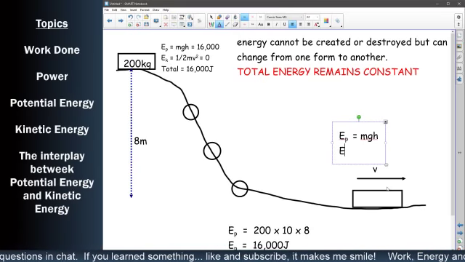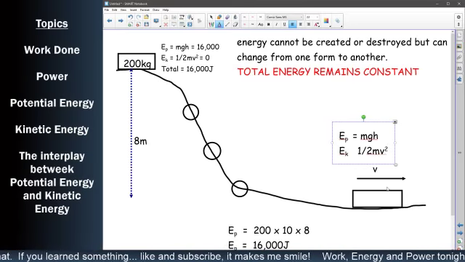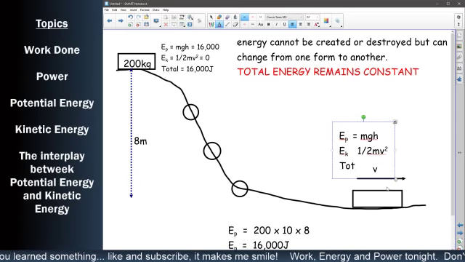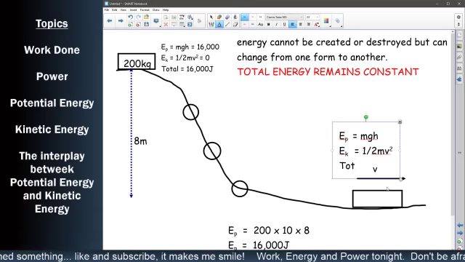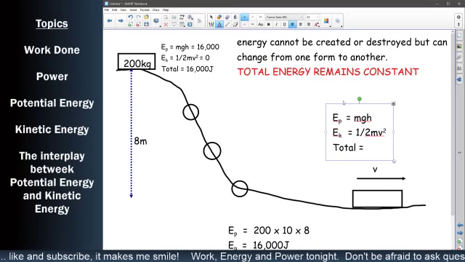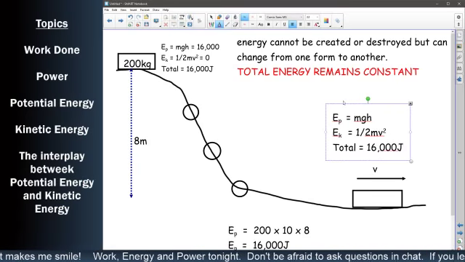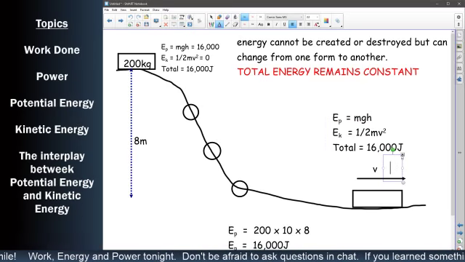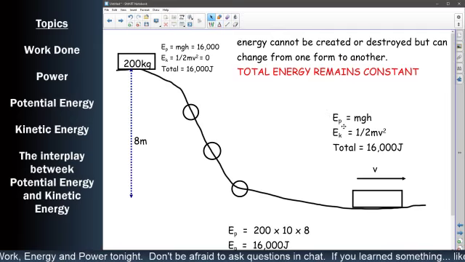EK is equal to a half mv squared. Once again, the exact same thing we did at the top, and then total, make an equal sign in there, the total is going to equal, but this time we're not leaving it blank because we know that it's 16,000 joules. Is that alright, everybody? Just shout if you're not happy with that, but it looks like we're okay.